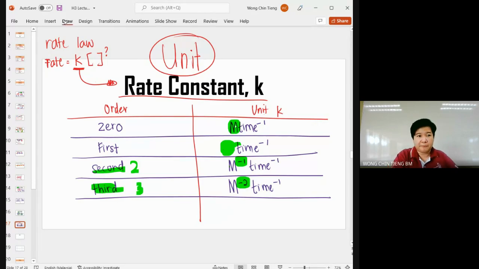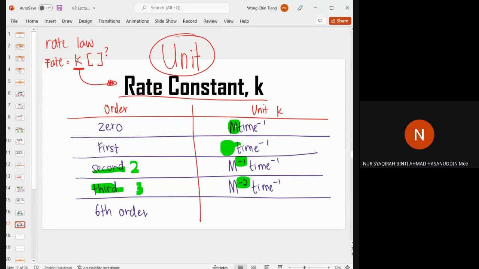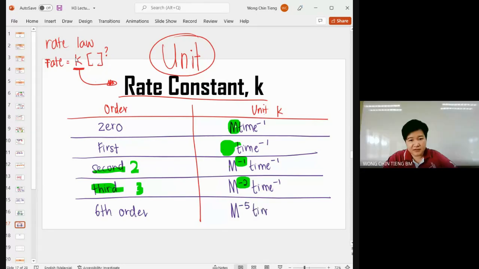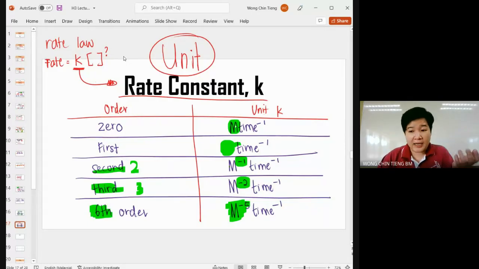M negative 2. Apa jadi kalau dia adalah 6 order? Rasa-rasa unit dia? M negative 5 time negative 1. Thank you. Nampak? Senang. Walaupun saya kata unit dia berubah-ubah, unit dia kamu kena buat sendiri, unit dia akan bergantung pada order. Look at the order then you will get the unit K. Kalau second order M negative 1, kalau third order M negative 2, kalau fifth order M negative 4, kalau sixth order M negative 5. Semua adalah time negative 1 sebab dia adalah kadar.